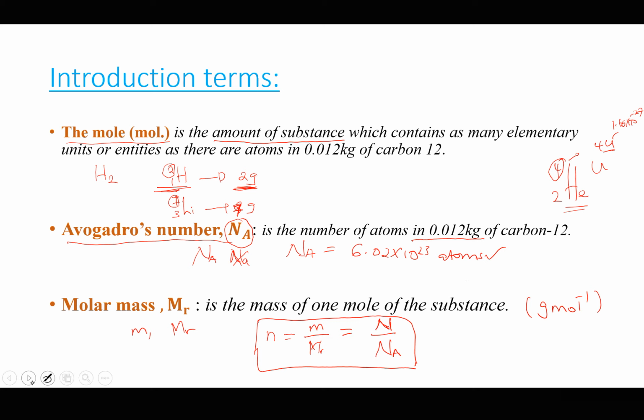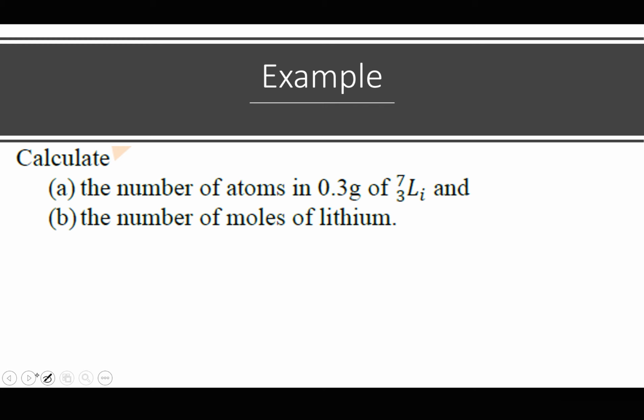Let's see some simple but interesting examples. Example number one. Calculate the number of atoms in lithium, and calculate the number of moles of lithium. So we want the number of atoms of lithium, which has a mass of 0.3 grams.